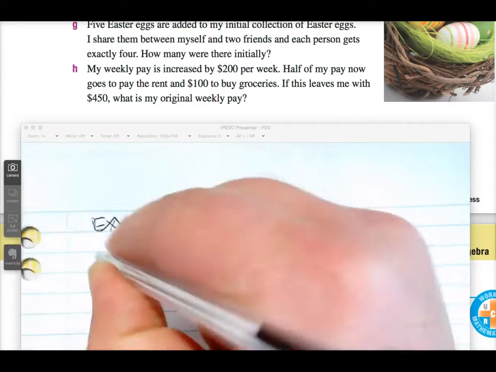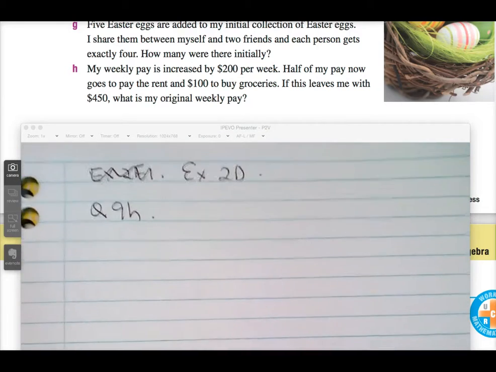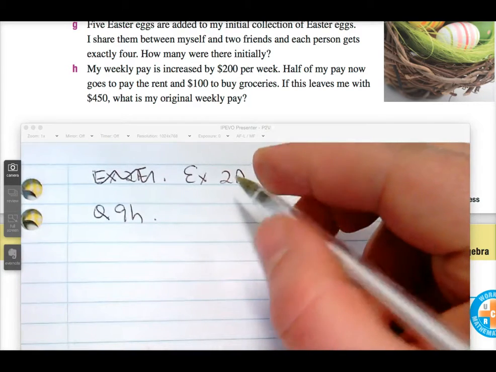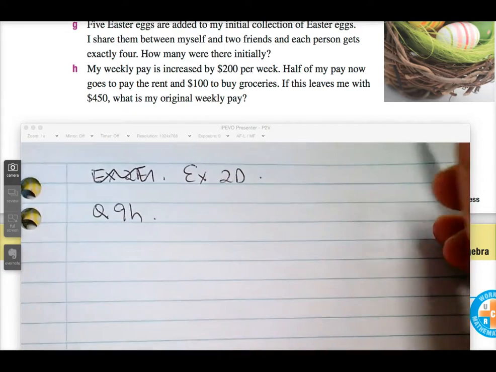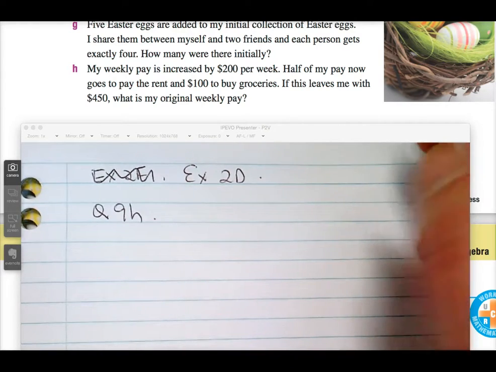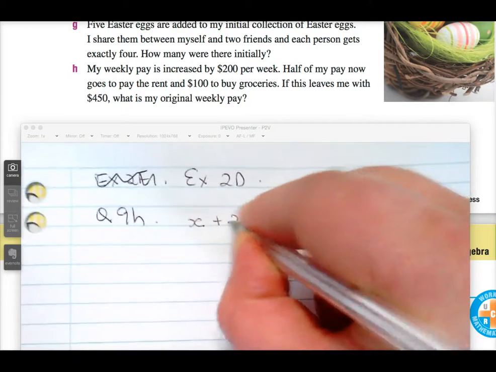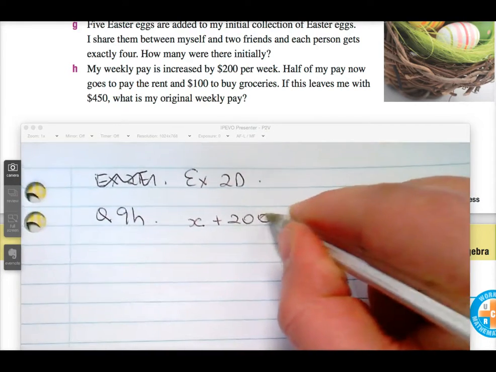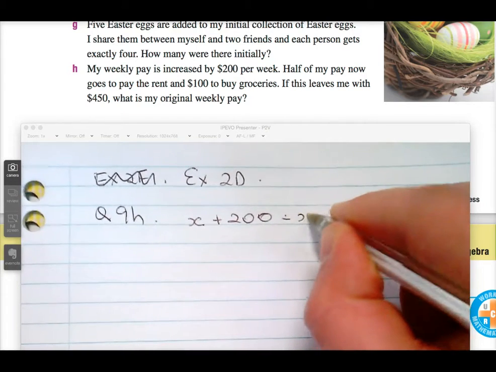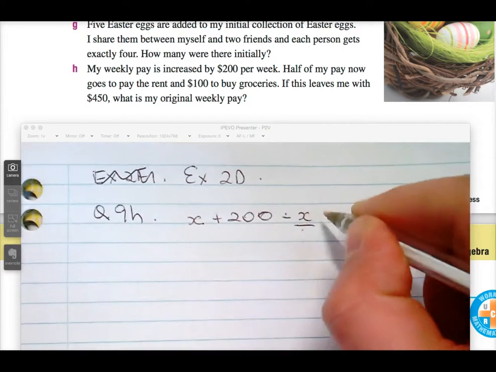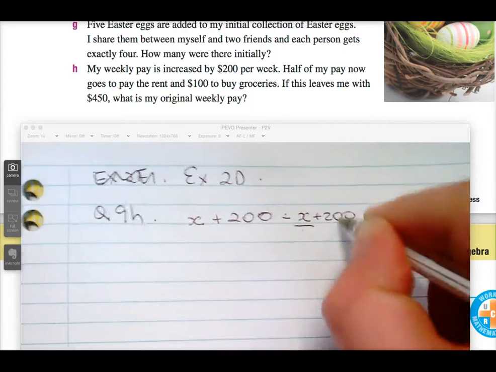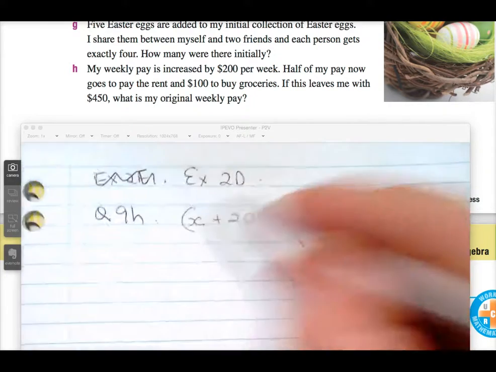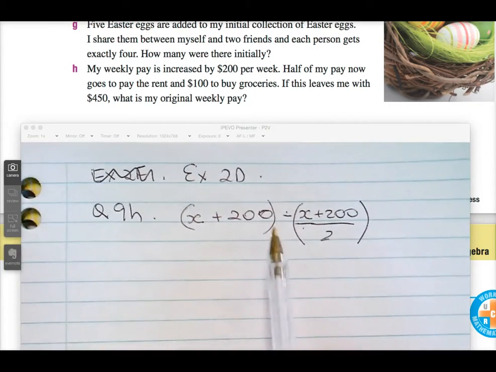2D question 9H. This is just some homework problems from 2D. My weekly pay is increased by $200 per week. Half of my pay now goes to the rent. So it was X. It's now $200 more. Half my pay goes to the rent. So that's what I've got. Take away X plus 200 divided by 2. Half, so that's your pay. Half my pay now goes to the rent.